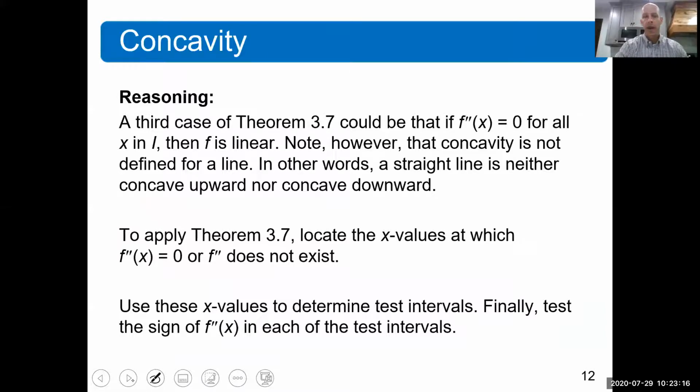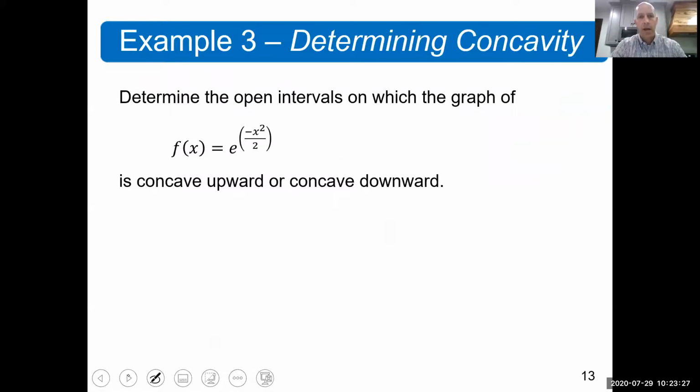There is a third case, and that would be if f double prime is equal to 0. It just basically means that it does not have concavity there, like a line would not be concave up or concave down. So example 3 here says determine the concavity.